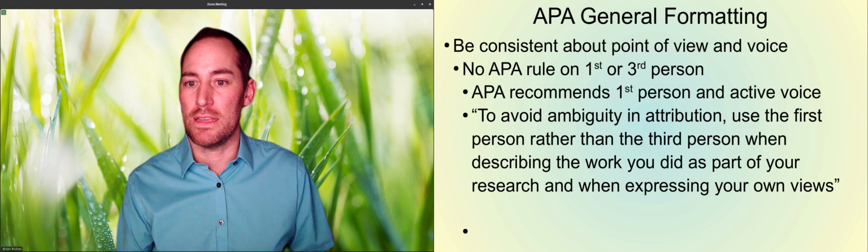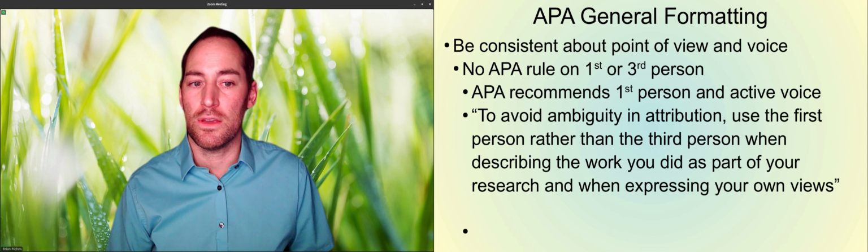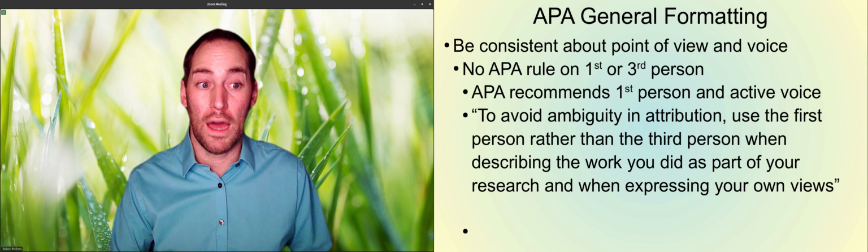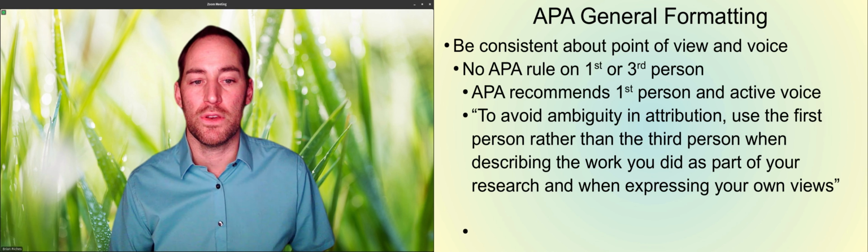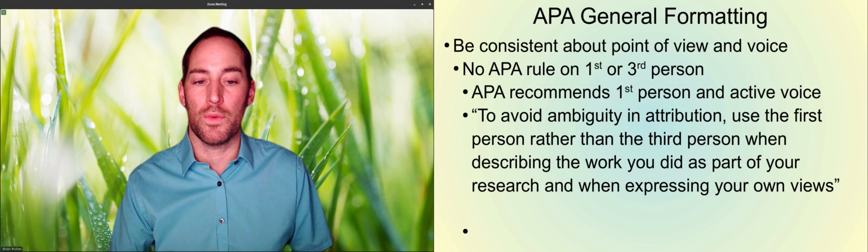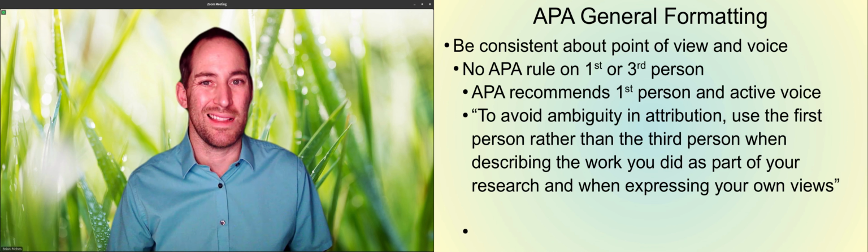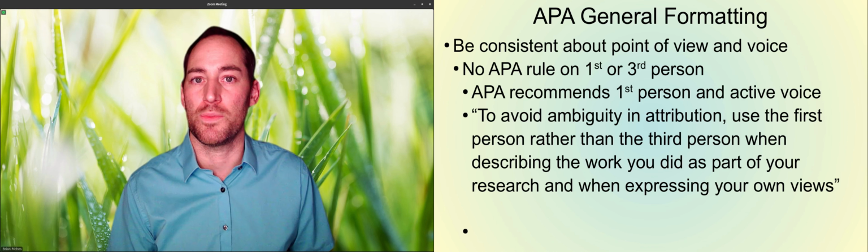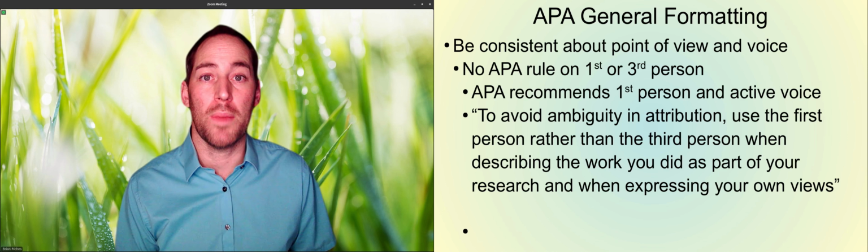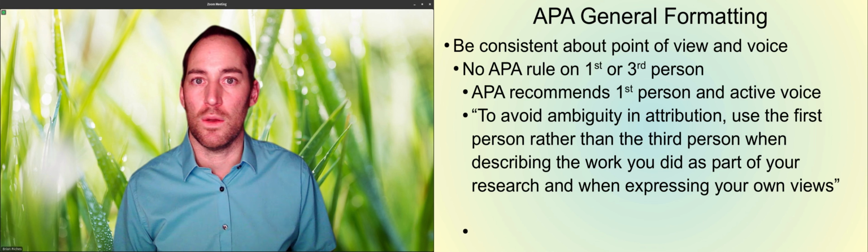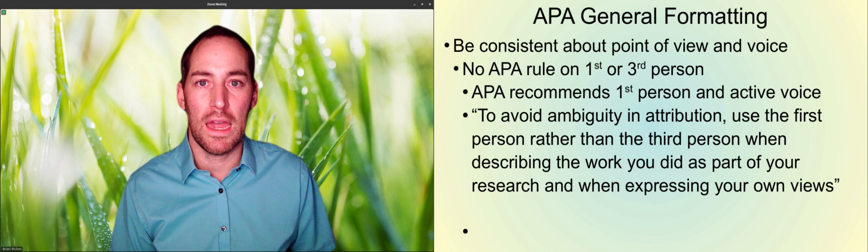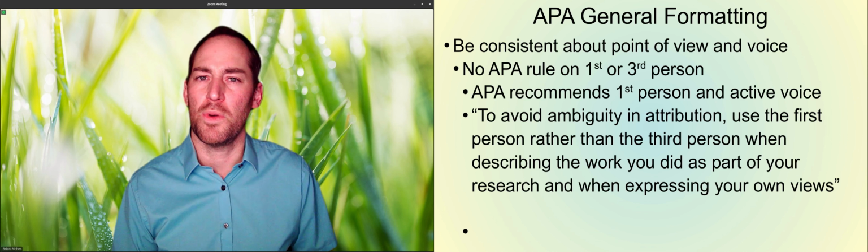And this is what APA says on it. It helps avoid ambiguity in attribution, so who did what makes a lot more sense. When you describe your work as part of your own research and when expressing your own views, it's a lot more clear when you're using first person and active voice. So I definitely recommend using first person active voice, but it's not a rule for my classes. If you're writing in third person and passive voice, that's okay, but try first person active voice.